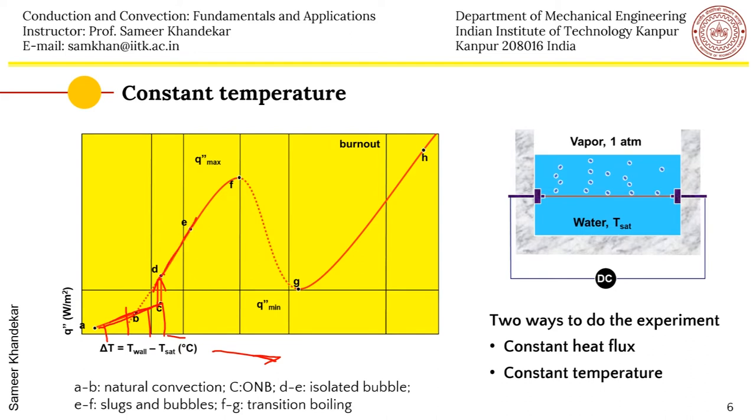Now at F, if you increase the temperature further, naturally the heat transfer is going to go down, and therefore you will go to G. So this dotted line, which we have seen in the earlier figure, will now be traced, because you are controlling the temperature, so the heat flux reduces. Then again from here film boiling starts, and eventually there will be burnout.